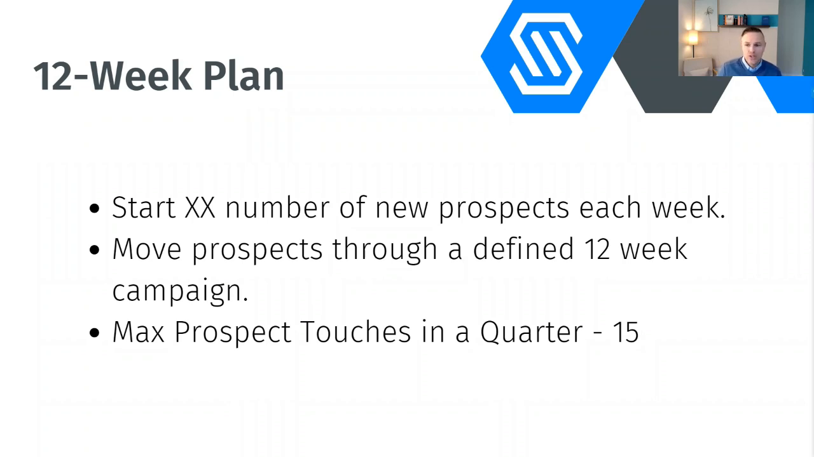So here, you might start with a number of new prospects each week and be dropping them into your campaign, where every week is going to have a different activity. And you're just going to move these prospects through that activity from week to week until one of the 3 fates occurs.